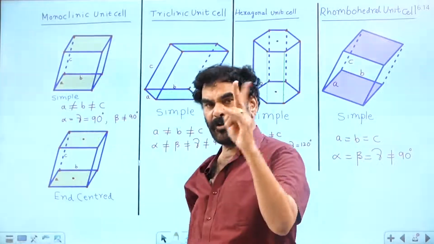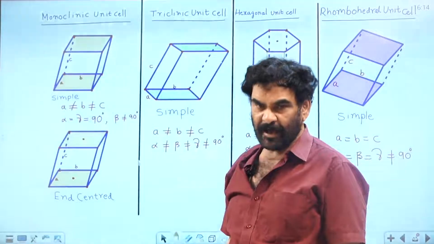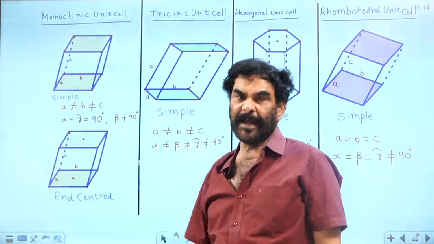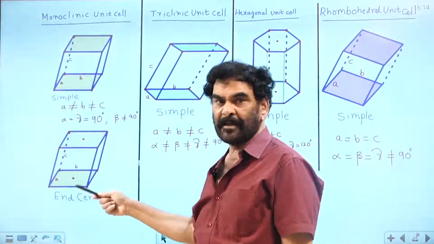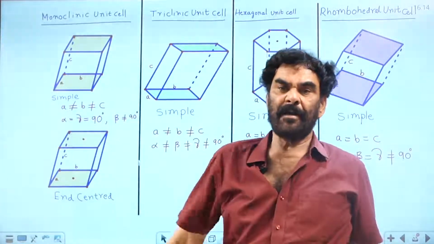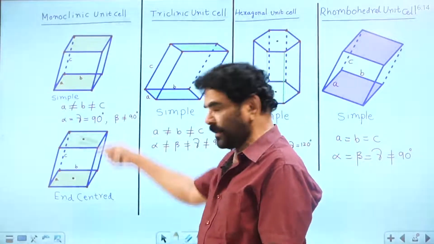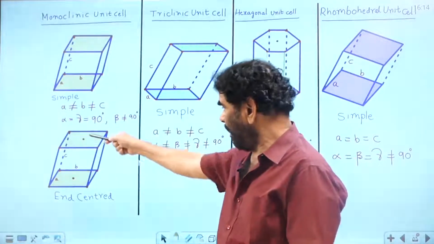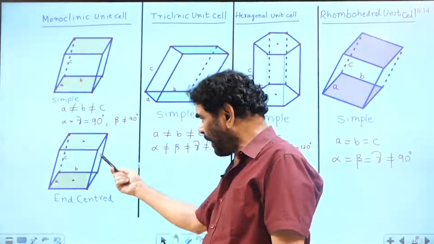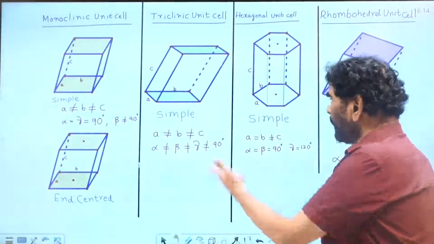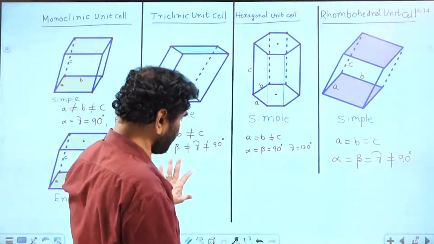Whereas for monoclinic, two unit cells are possible. One is the simple or primitive with corner occupancy, and the other is the end centered, not body centered. Along with the corners, lattice points are present at the centers of two opposite faces, up and down, right and left, or front and back, anywhere. This is the triclinic system, the most unsymmetrical system.